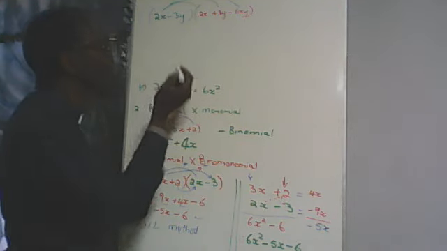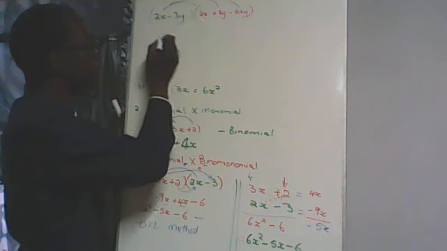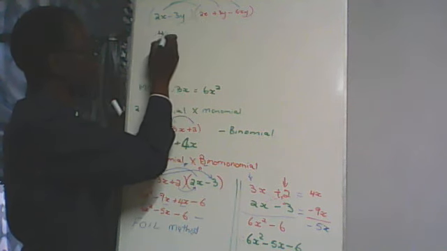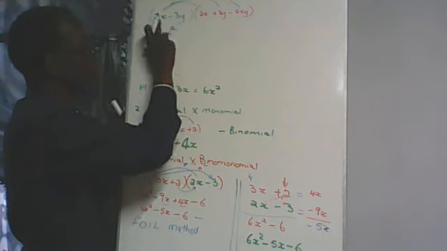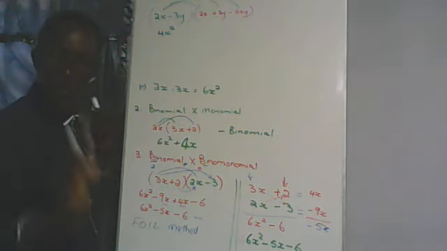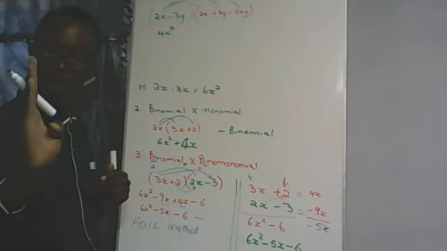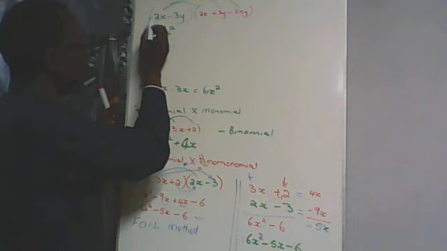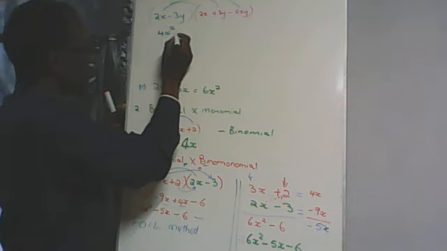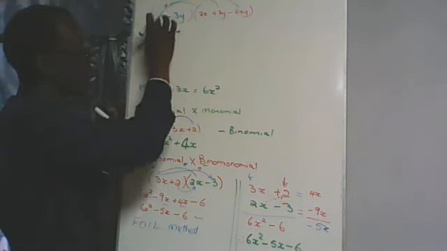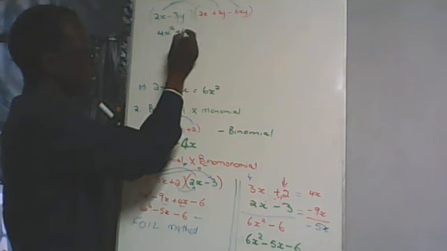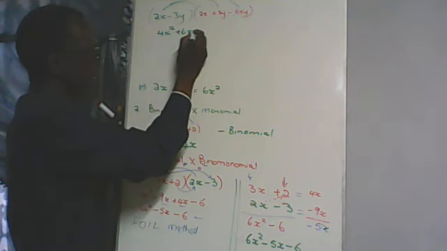So this multiplied by this, what do we get? We get 4x squared. Positive, positive, positive. Two like signs, you get a positive. Then positive and positive is also another positive. 2 by 3 is 6, x by y, xy.